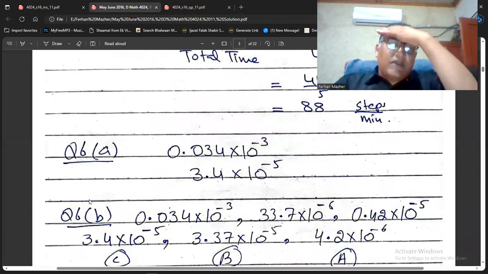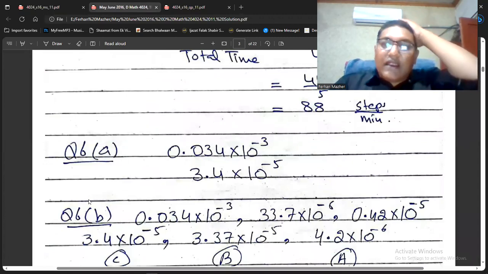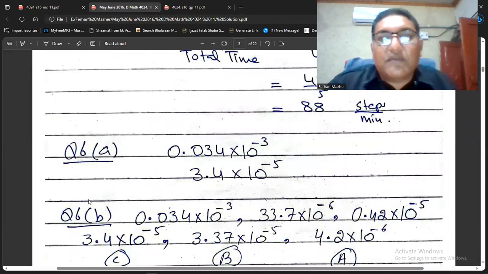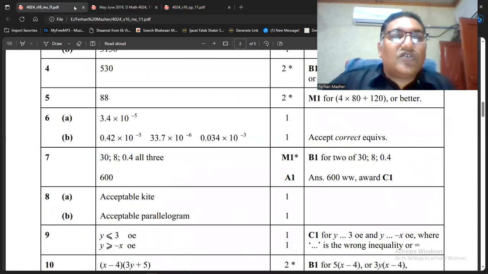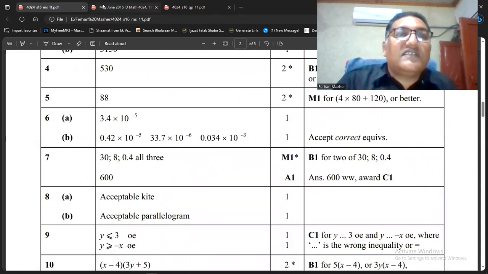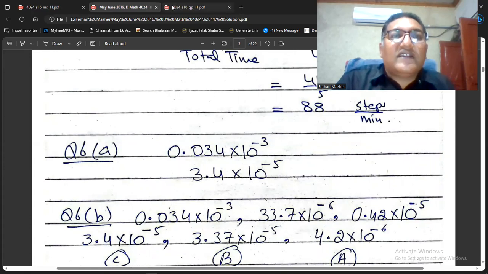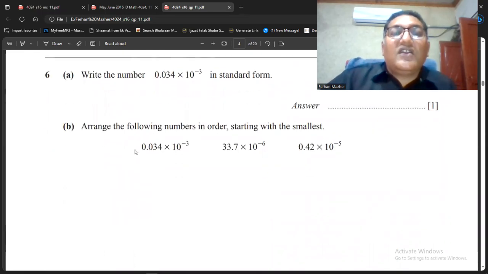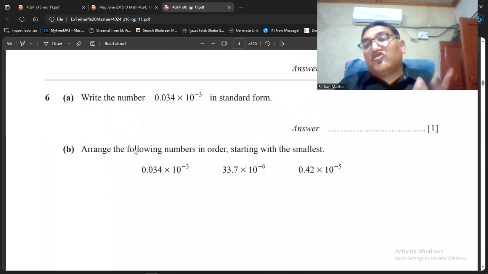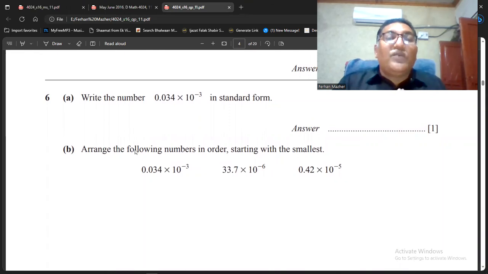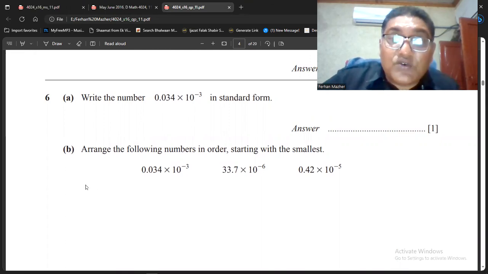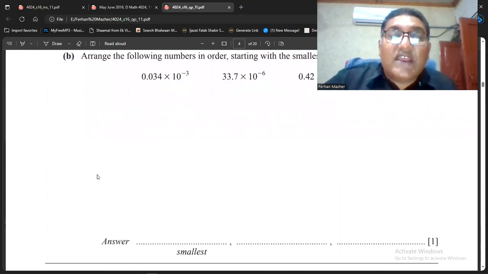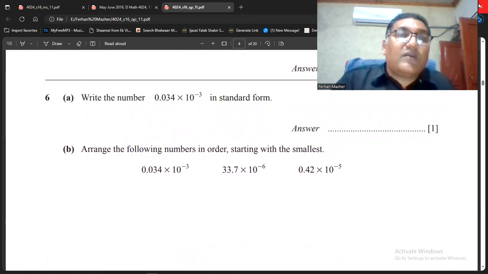So here you can see it will become 3.4 multiplied by 10 raised to the power minus 5. So this answer is right, sir. Okay, the next question coming up on your screen is: arrange the following numbers in order, starting with the smallest. This is question number 6, part B. So we have 0.034 × 10^-3, 33.7 × 10^-6, and 0.42 × 10^-5. So we have to arrange them starting from the smallest.